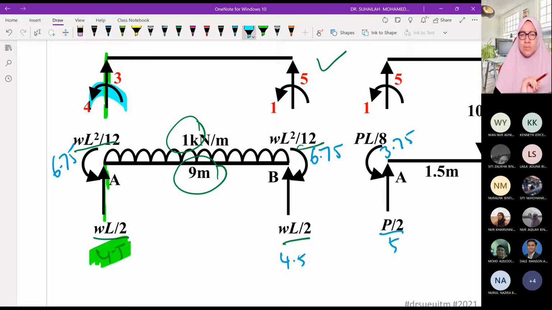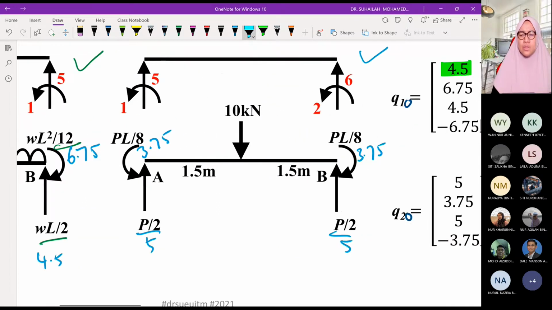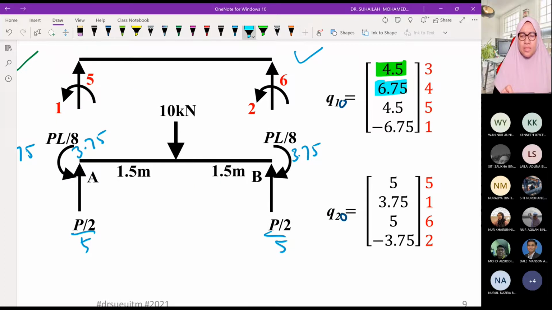It means that it is moment. Okay. The direction is the same direction. The value is 6.75. So it is at position number 4. So it is 6.75.